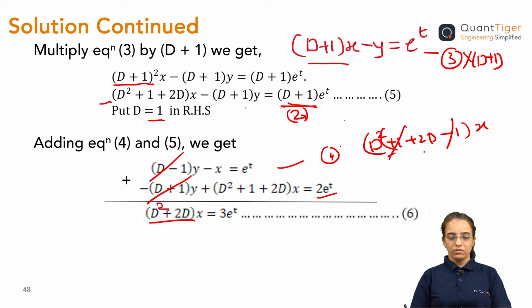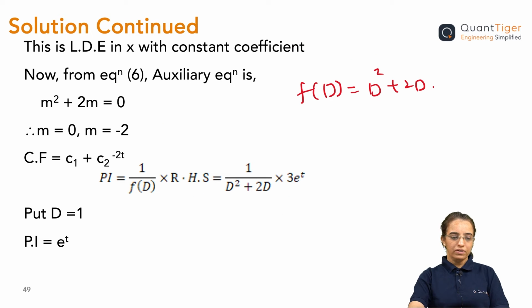On the right-hand side also, I simply add e to the power t and 2 times e to the power t. If you see the equation which we got in the form of D, we can call it f of D. This will become my f of D, so that I can further find the complementary function and the particular integral also. So this equation is important for me.